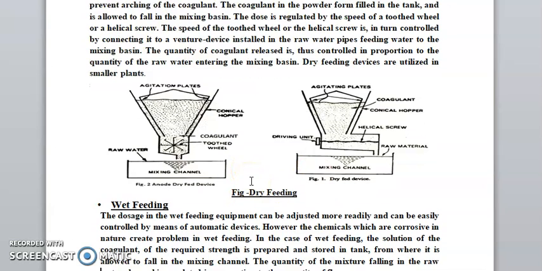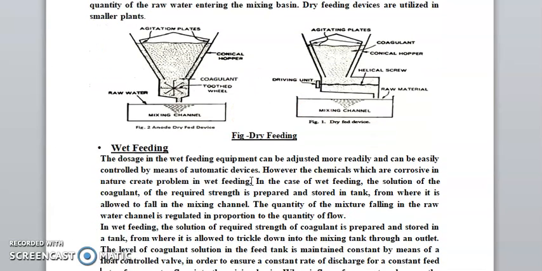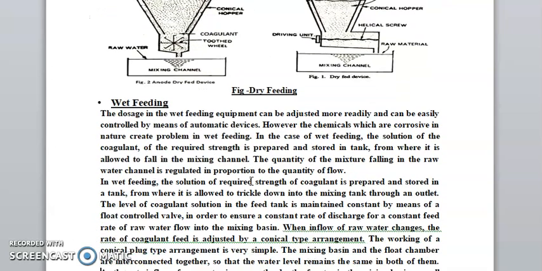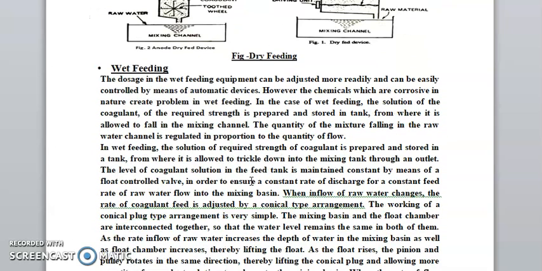Now we go for the wet feeding. The dosage of wet feeding equipment can be adjusted more readily, and it can be easily controlled by means of an automatic device.